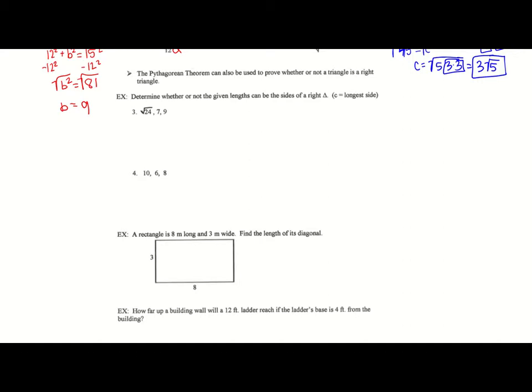And I get 4.9 about. So I know that since the square root of 24 is about 4.9, 9 is my largest side, so that is going to be my C. When I put these into the Pythagorean theorem, a squared plus b squared equals c squared, my c is going to be 9. So I have 9 squared on this side, and then my a and b are going to be my other ones.